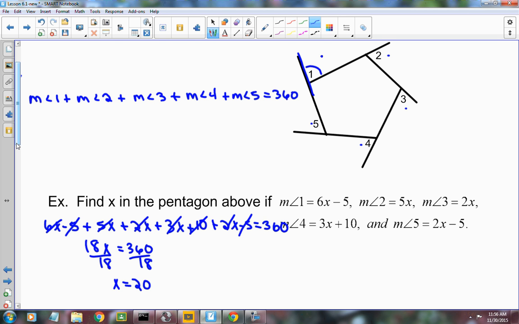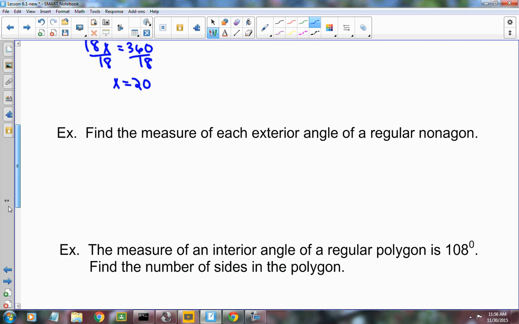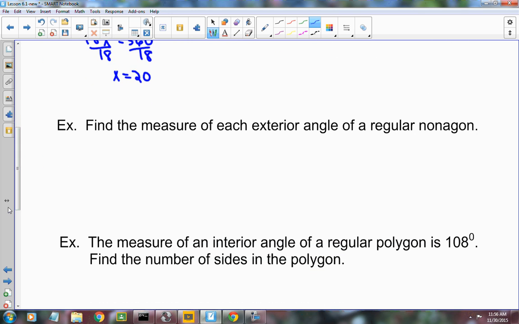Alright. So let's look at the next one. It says find the measure of each exterior angle of a regular nonagon. So I want each exterior angle, and it's a regular nonagon. What does it need to be regular? All sides and angles are equal. A nonagon has how many sides? 9. Okay, it wants each exterior angle.